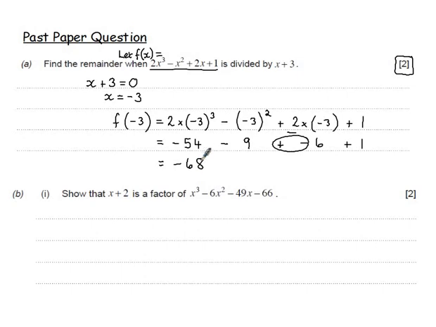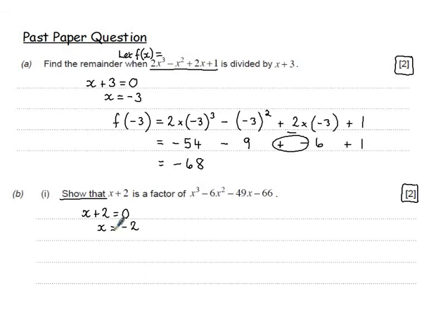Part B, part 1 then. Show that x plus 2 is a factor of x cubed minus 6x squared minus 49x minus 66. Notice this says show that. Again, only 2 marks, so we don't want to do the bus stop, we want to do it the same way as we did the remainder from the remainder theorem. Take your factor, x plus 2, put it equal to 0 and rearrange. So you've got x equals minus 2.